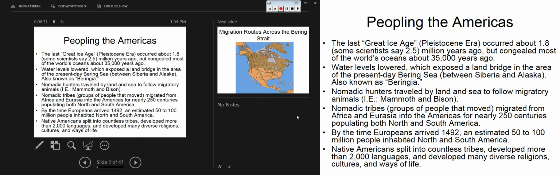All right, peopling the Americas. What we're looking at is this Paleo era at the end of the last ice age, 34 to 35,000 years ago. Oceans congealed, creating an exposed land bridge that connected Siberia to present-day Alaska. Somebody said it earlier, these tribes were following food. Nice job, everybody. They are following herds of mammoth. They're following other herds of animals to survive. And for over 250 centuries, these tribes start to settle in regions all over North America and South America.